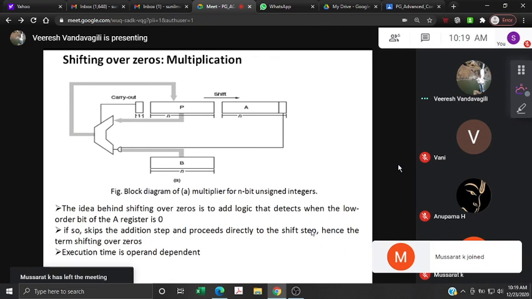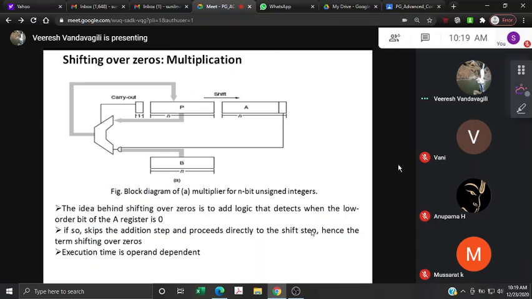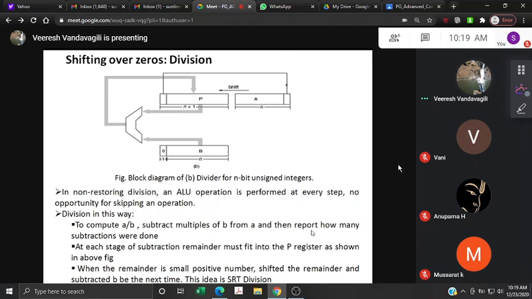Its execution time is operand dependent. Here, operand dependent is nothing but that it depends upon the register called A. So this is shifting over the zeros for multiplication. Now, shifting over the zeros for division.